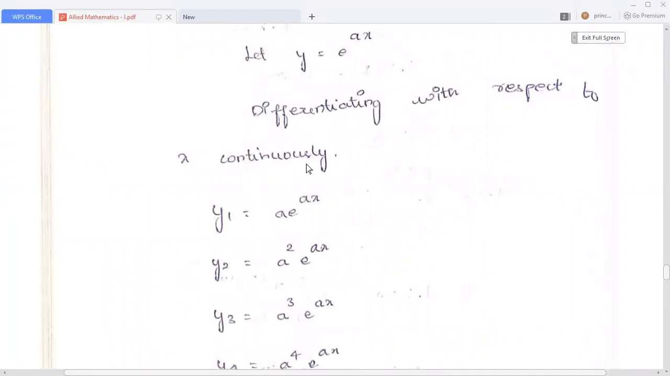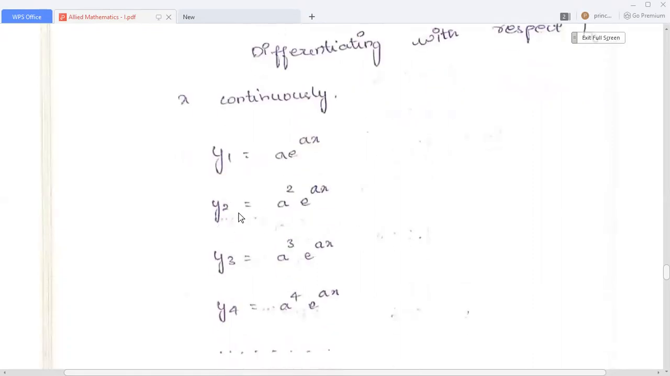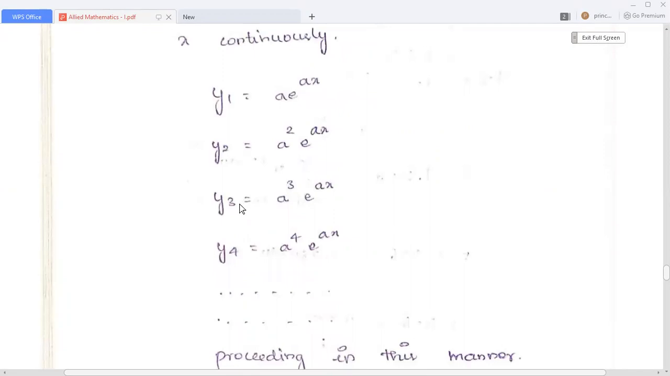So now we calculate the first derivative. y1 is equal to, when you differentiate e power ax, we get e power ax into a. So that is y1. Next, we calculate the second derivative. So y2 equal to, here a is constant. When you differentiate e power ax, we get e power ax into a. So a into a is a square. That is y2.